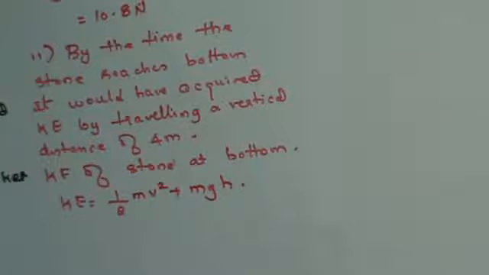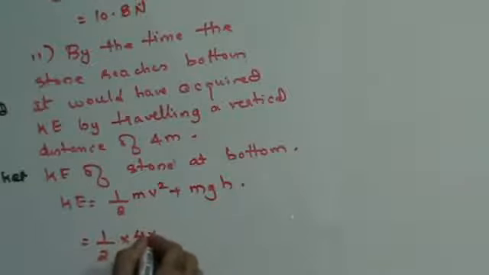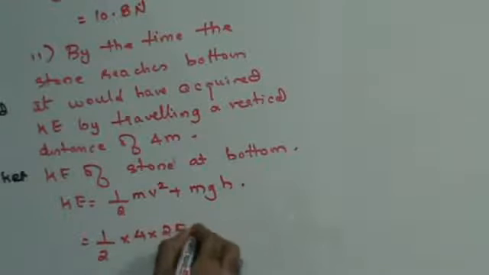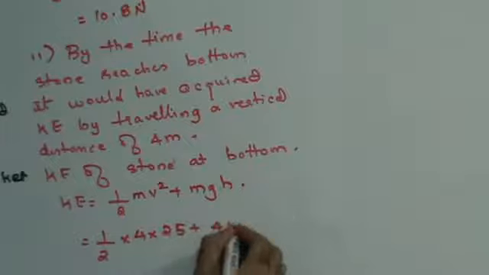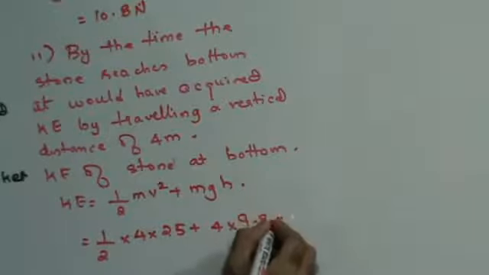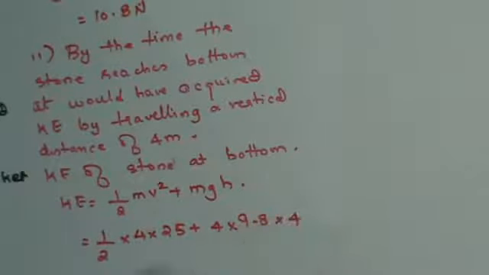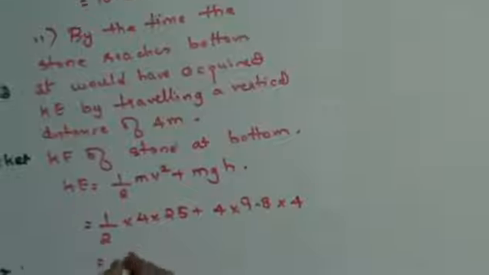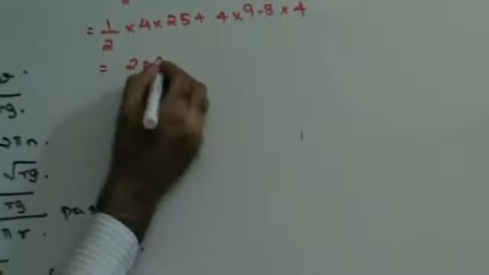So in that case, the kinetic energy that it is going to have is half, mass of the stone is 4 kgs, velocity is 5, so 25, plus m, mass of the stone is 4, 9.8, height, the distance that it has covered is 4, right? So you will come to know that the kinetic energy acquired by the stone is going to be 206.8 joules.